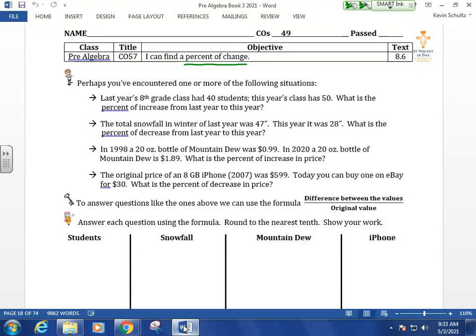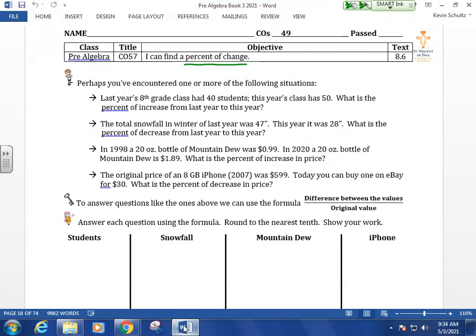So this unit in particular has a whole bunch of formulas that you're going to need to know for the test. So a help sheet is not only going to be helpful, but almost required. You've got a percent of increase, you've got a percent of decrease, you've got now a percent of change, and then of course you've got the proportion or the equation from CO56. So this is going to be another formula that you're going to want to get down on a help sheet in preparation for the test.